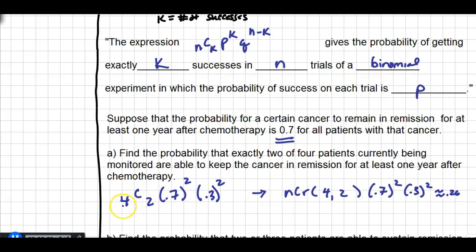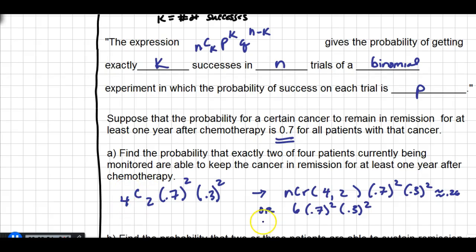You could also, if you know Pascal's triangle and you know that you're in row 4, 4 choose 2, hopefully you know that number already, and if you knew it, you could just say then, instead of doing all of this business at the beginning, you could just do 6 times 0.7 squared times 0.3 squared. So that would allow you to skip a step here if you knew what the combination value was.